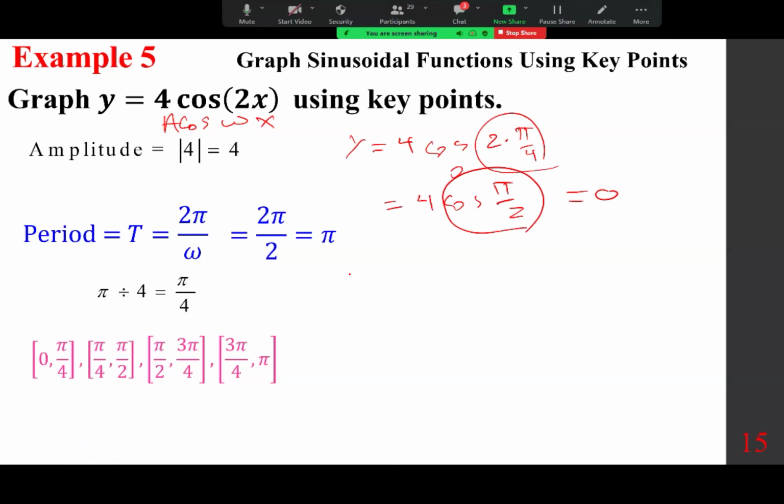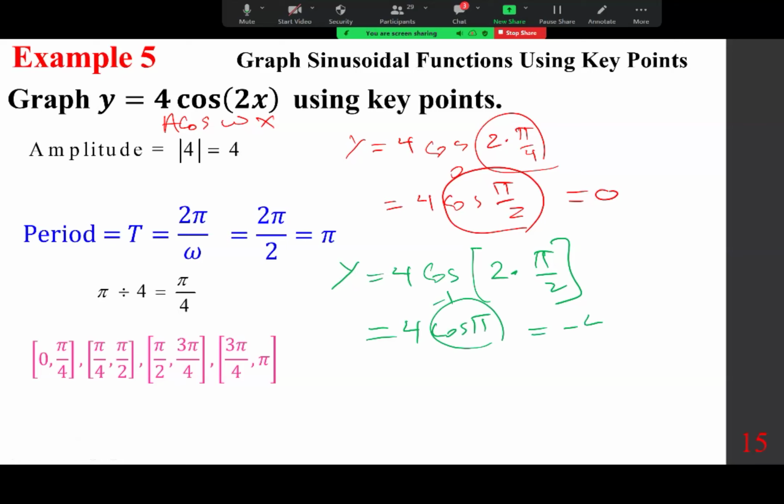Let me try pi over 2. Y equals 4 cosine of 2 times pi over 2, which means 4 cosine of pi. You know this is -1. So times 4 is -4. So pi over 2, -4. If you plug in 3 pi over 4, you get 6 pi over 4, and the cosine becomes 0. If you plug in pi, 2 times pi, the cosine is 1 times 4 is 4. So you should recognize easily those 5 pairs.